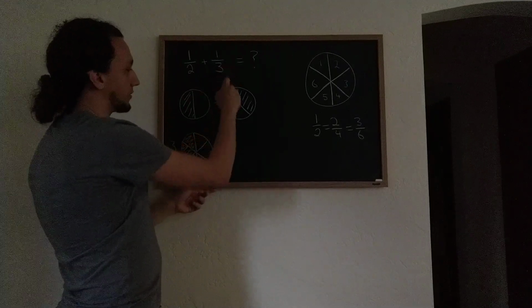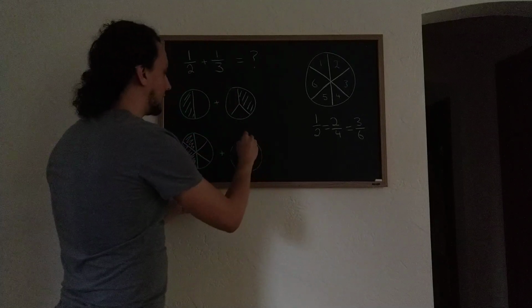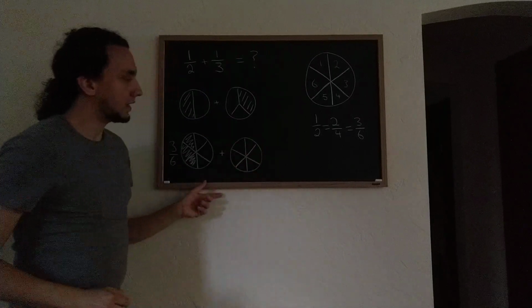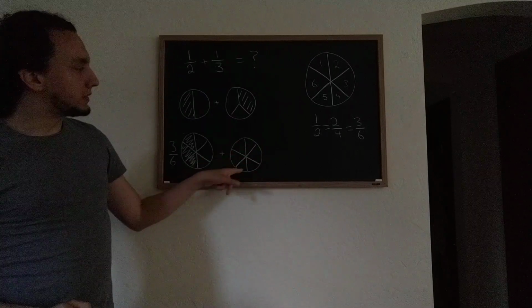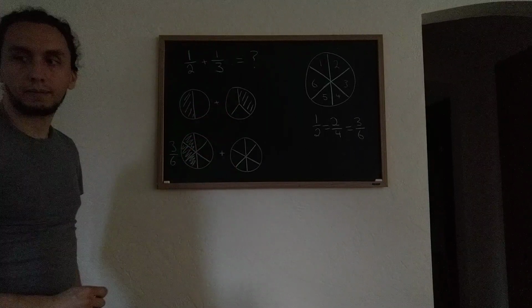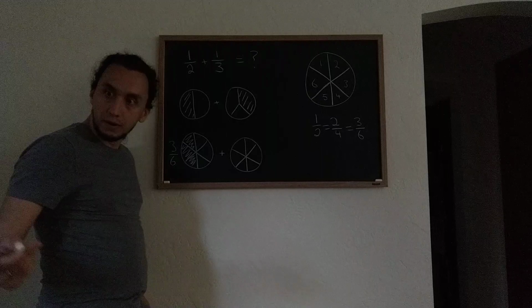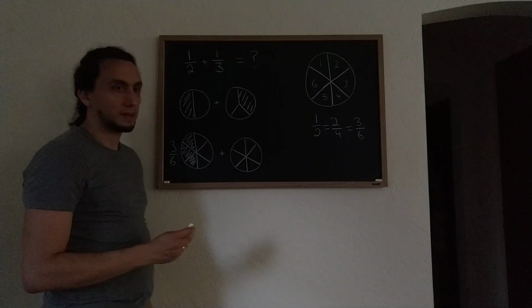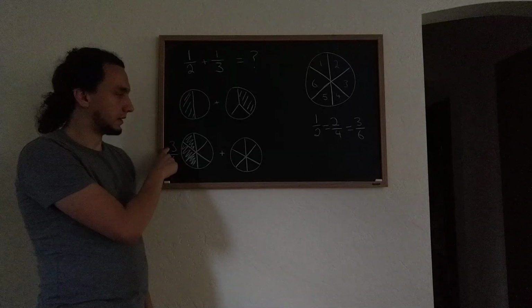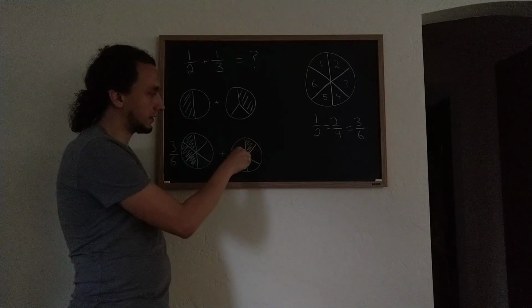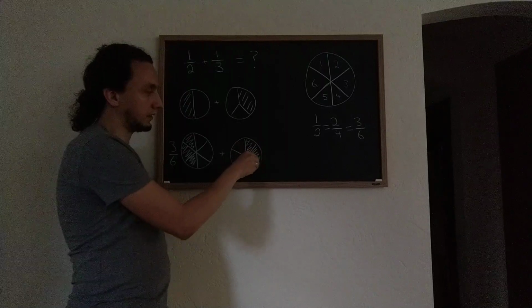Now what about 1/3? If I draw my circle again and I divide it into 6 pieces, how many of these pieces do I have to color in to get 1/3? 2. Yeah, you're right, 2. How did you know that? Because 1/2 is 3. And 1/3 is just a little bit less.